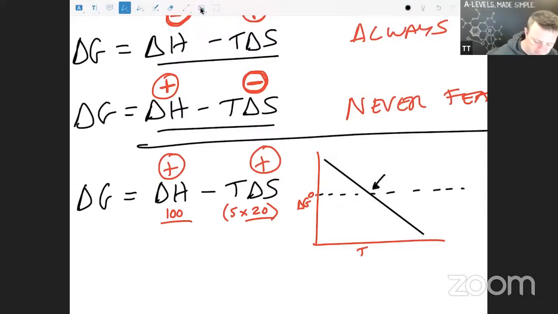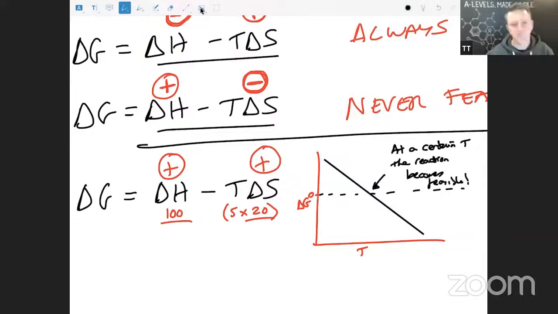At a certain temperature, the reaction becomes feasible. So when you've got two positives, you've got an endothermic reaction, but an increase in entropy. When you increase temperature, you're moving towards the fact that it will become feasible at a particular point. Yeah, so a feasibility point, absolutely.